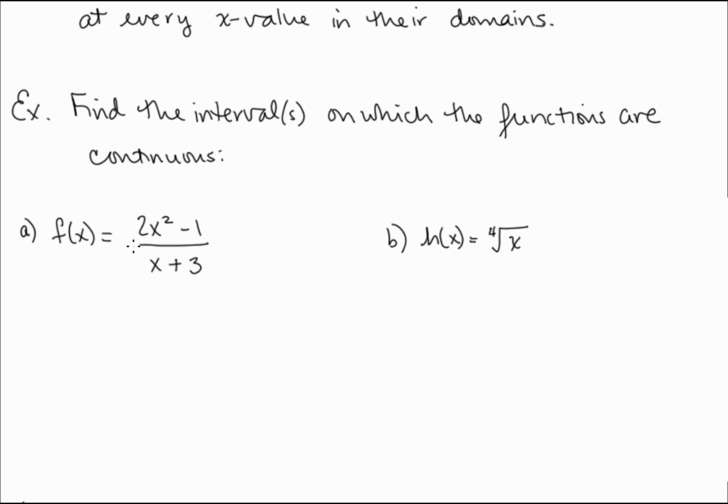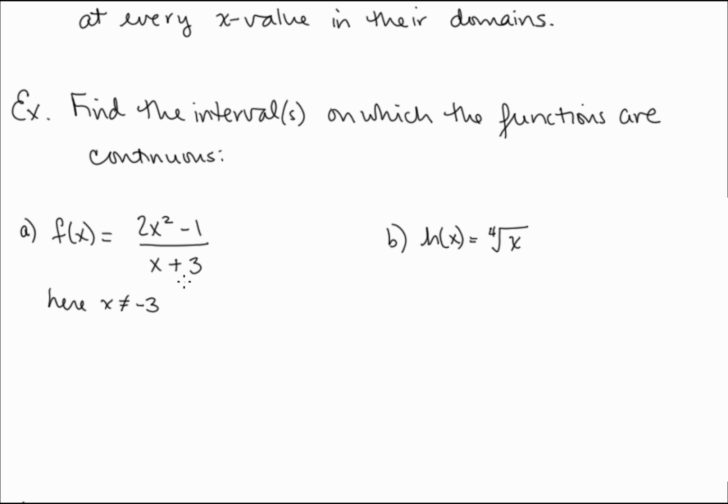In part A, we have f of x equals 2x squared minus 1 over x plus 3. So we have a rational function, and we know that the only x value not in the domain is the x value that's going to make the denominator equal to 0. So here we know that x cannot equal -3.